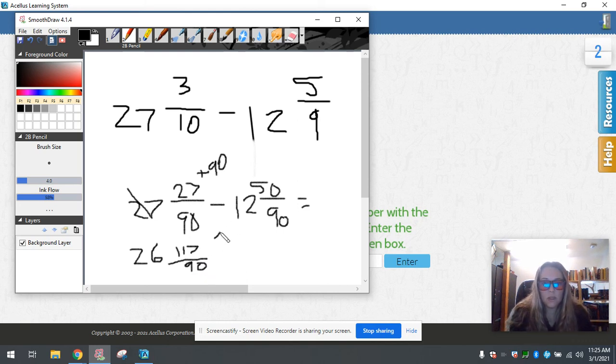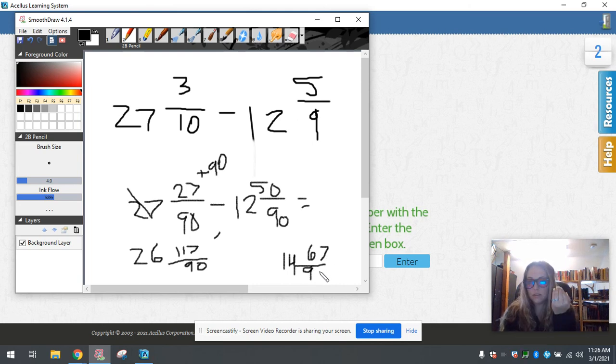Minus, I'm still doing 12 and 50/90. So I'll do 26 minus 12 now, which gives me 14. And then I'll do 117 minus 50, 67 out of, my denominator stays the same, it's 90.